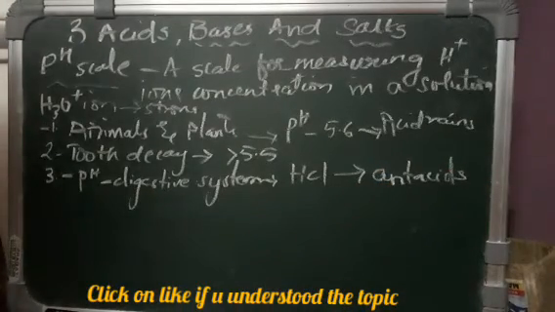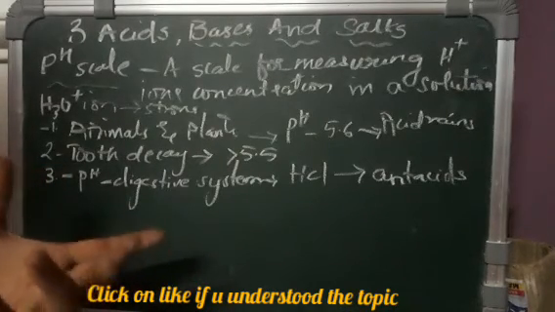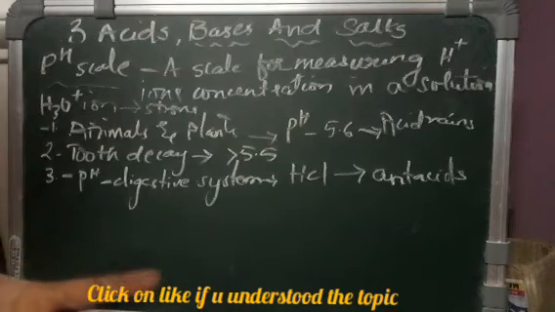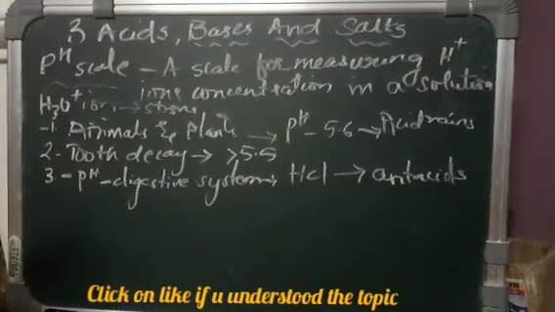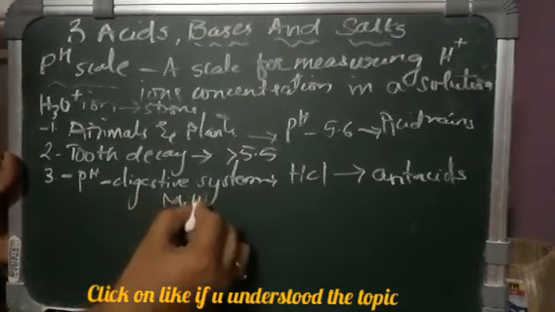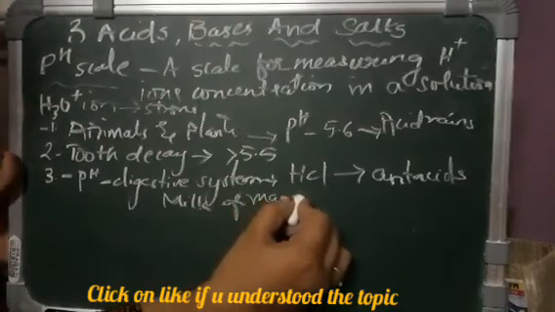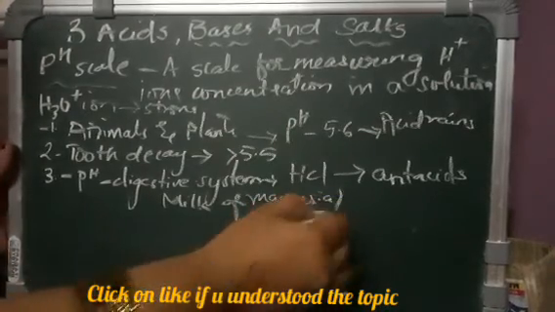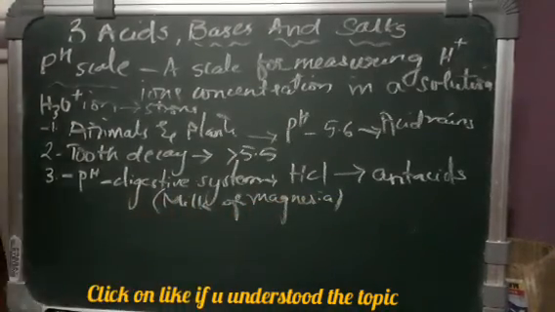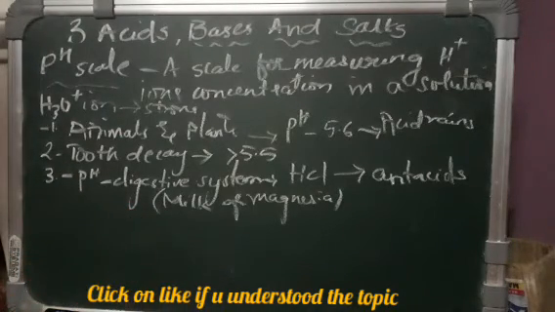These antacids neutralize excess acid in the stomach. For example, milk of magnesia, that is magnesium hydroxide, a mild base, is often used for this purpose. What is that? Milk of magnesia. This is nothing but magnesium hydroxide. ENO or whatever we use now comprises milk of magnesia, that is magnesium hydroxide, which leads to the neutralization of the acids produced in our stomach.